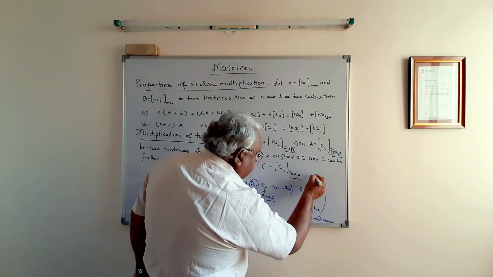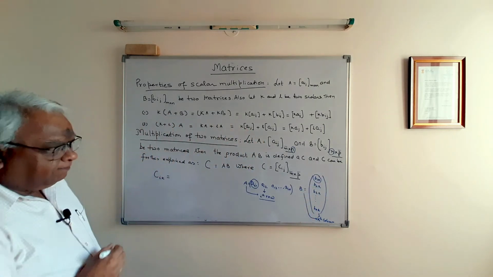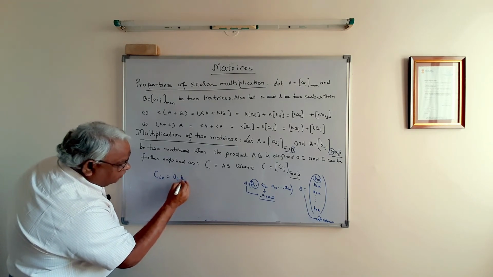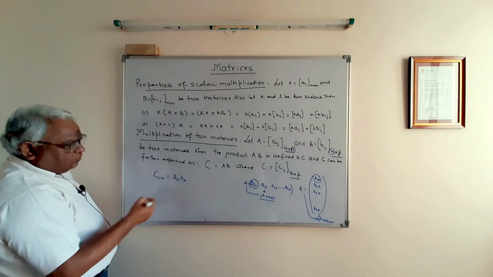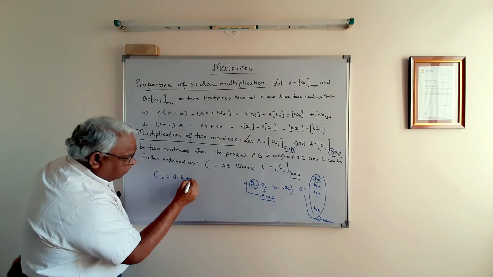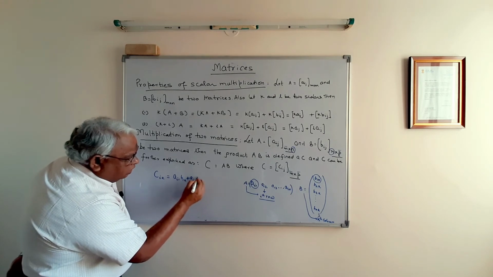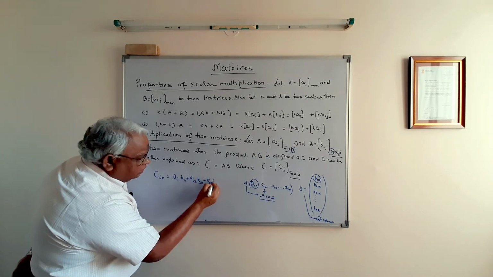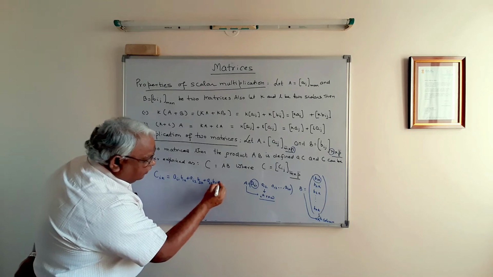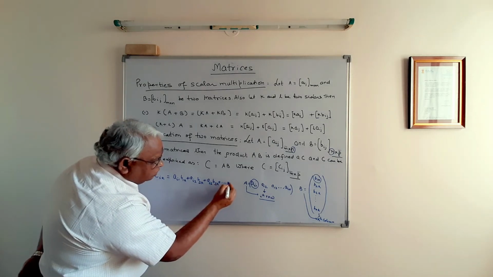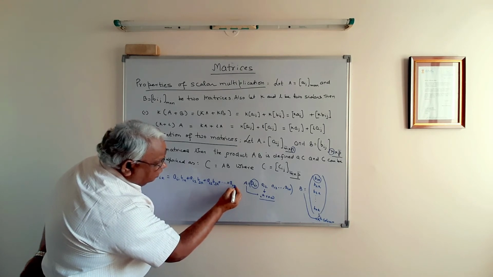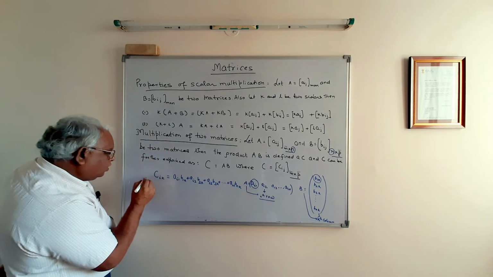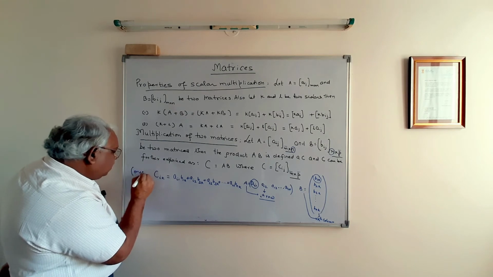A_i1 will be multiplied with B_1k. Just try to understand. Let me write 2, 3, then you will be able to understand. A_i2 B_2k plus A_i3 B_3k plus so on, A_in B_nk. So you can understand we are talking about only one element.